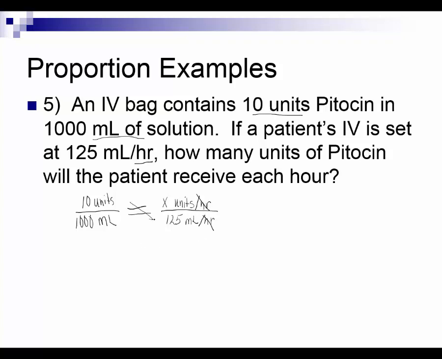I multiply on the first diagonal, 1,250. Multiply on my second diagonal, equals 1,000x. Divide both sides by 1,000, and I'm using the inverse because it is an equation. And I get x is equal to 1.25 units, and that would be each hour.